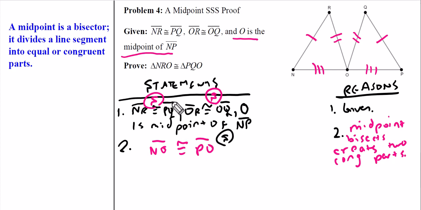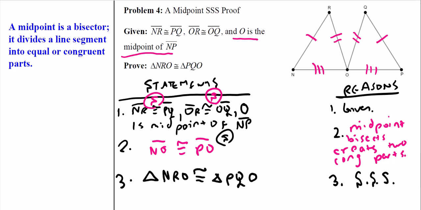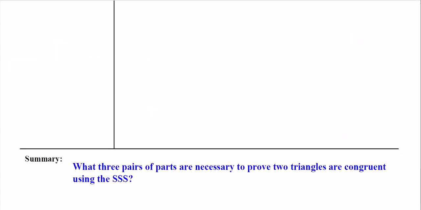So now we have the 3 pairs of sides. That's the SSS. That stands for side, side, side. And notice the reason SSS never goes on the left side. It goes on the right side under the reason column. With the 3 pairs of sides proven to be congruent, we can finally state that the triangles are congruent. And this is by the SSS property, or postulate, or theorem, whatever you want to call it. For this summary, what 3 pairs of parts are necessary to prove that 2 triangles are congruent using the SSS? Take some time to think about that.